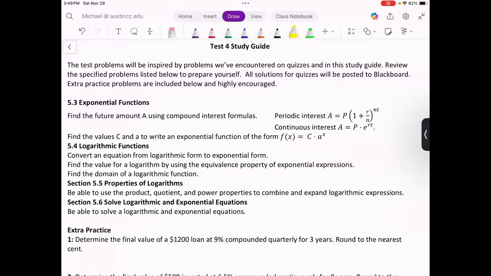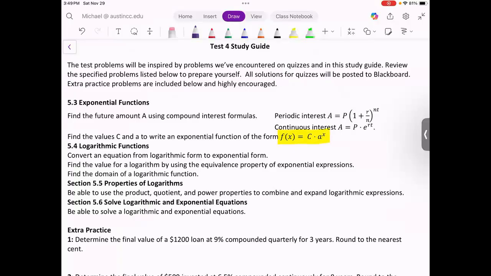Hey everyone, let's take a look at the test 4 study guide. So 5.3 exponential functions. We will need to know the standard form of the exponential function, f of x equals c times a to the x. However, the periodic interest and continuous interest formulas will be provided to you.